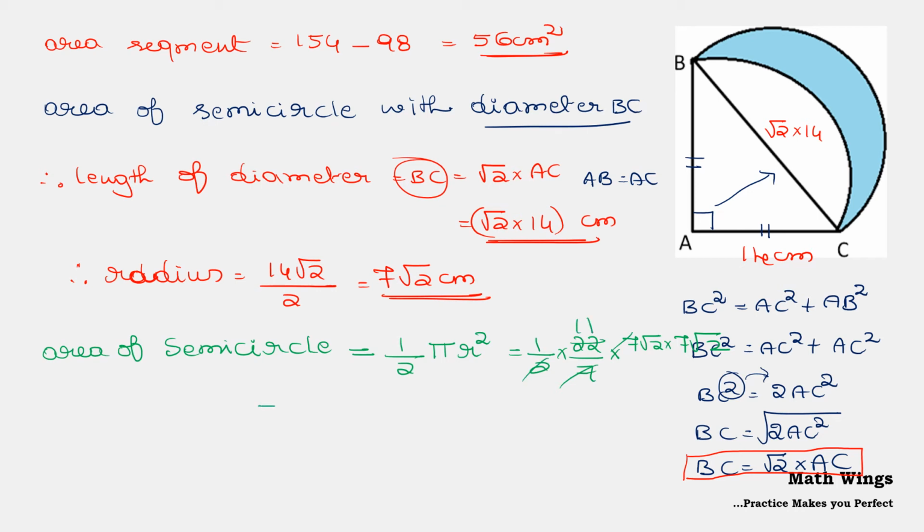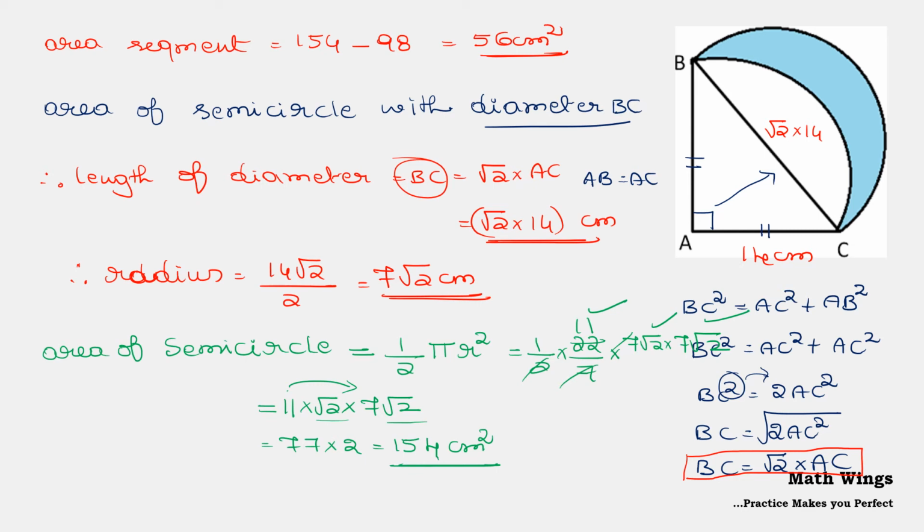So what's the remaining here? We have 11, this one, and here I have root 2, into the last term 7 root 2. So when I simplify, 11 into 7, that is 77, into root 2 into root 2 is 2. So it is 77 into 2, it becomes 154. Correct? Yes, 154 centimeter square, since the radius is given in centimeters.